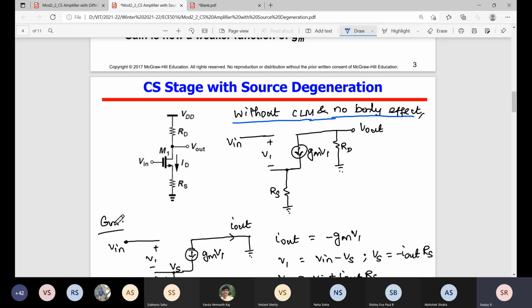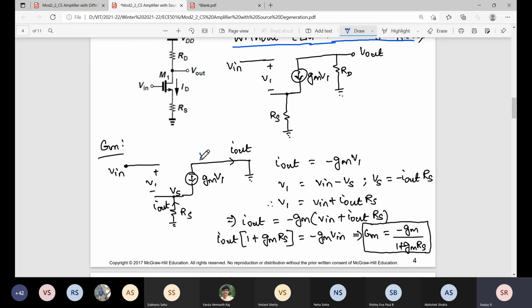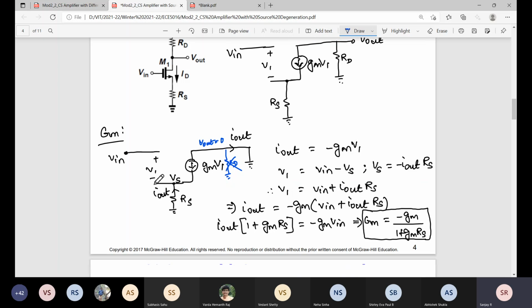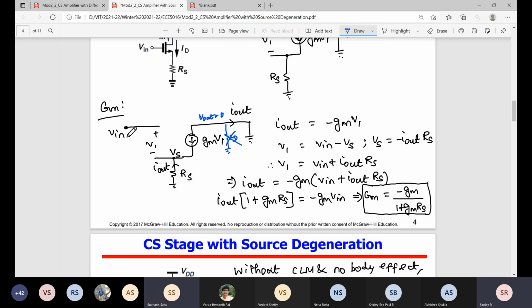So for Gm, what do you have to put? Vout should be 0. So Vout should be 0. What about the RD effect? It won't be there. Am I right? Yes, sir. Okay, so what is Iout? Minus gm into V1. Okay, so what is V1 now? You can say at the source terminal there is some resistor. So what is V1 now? Vin minus Vs. What is Vs?